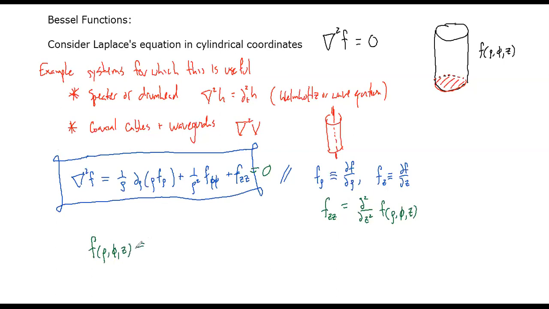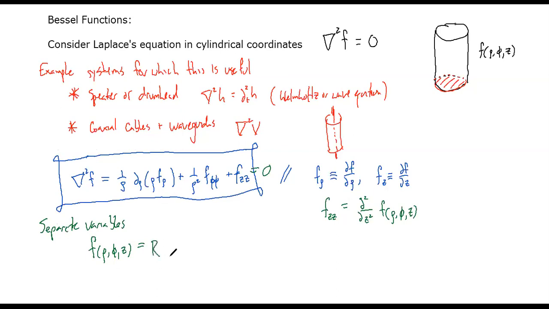Express f as a product of 3 different functions, each of which is single variable. Yes, so I have to separate variables. So I assume the solution looks like this.